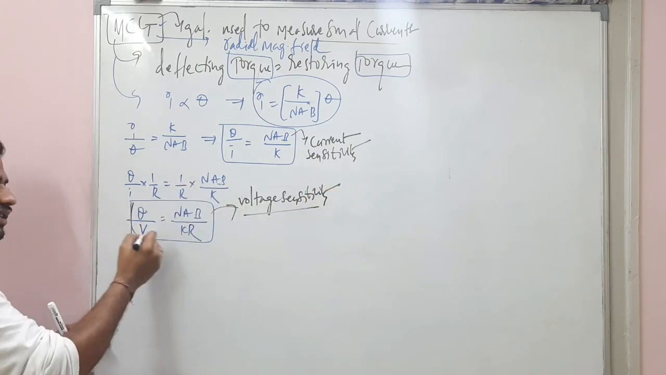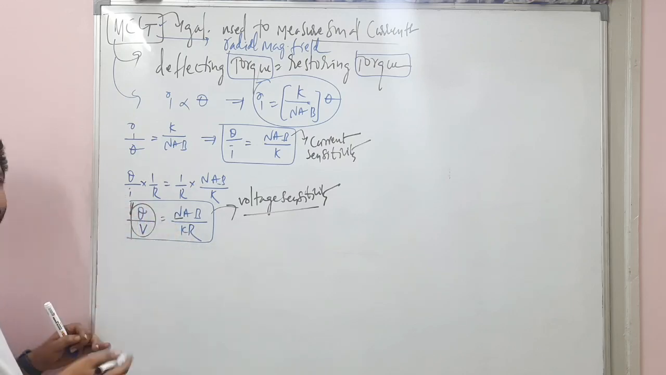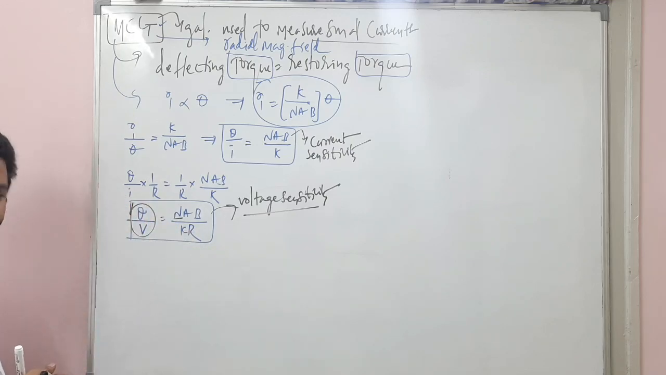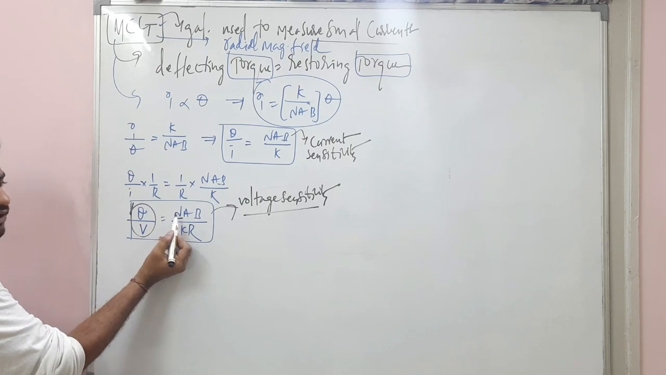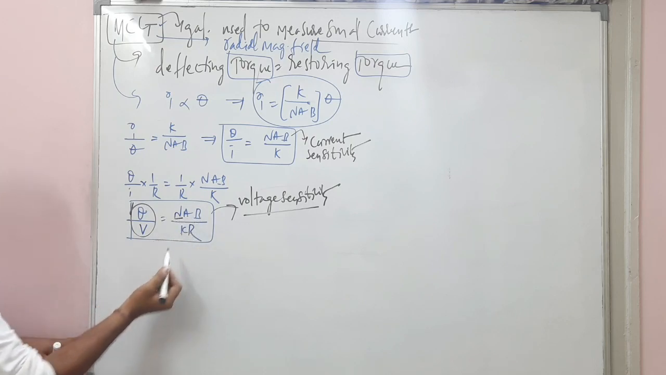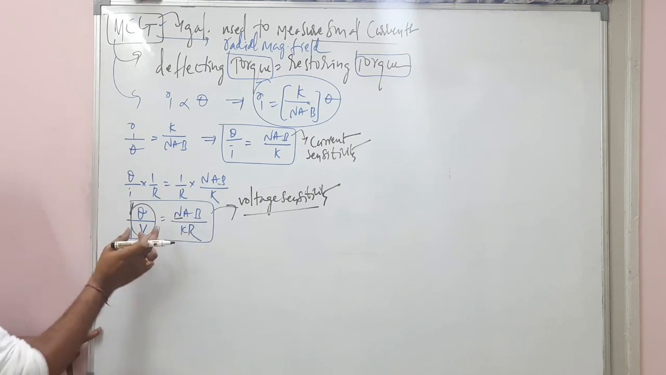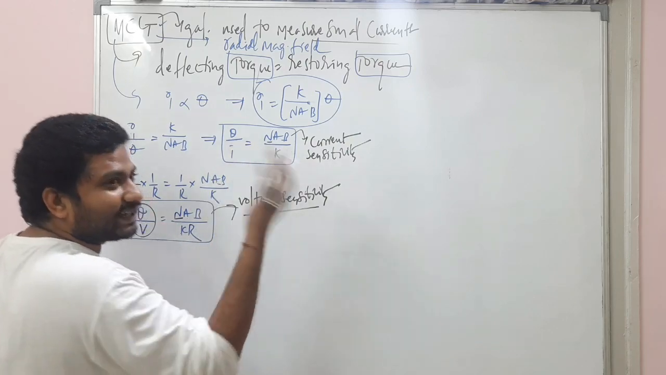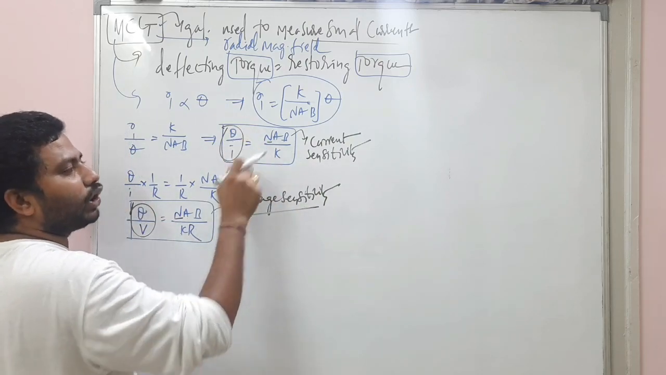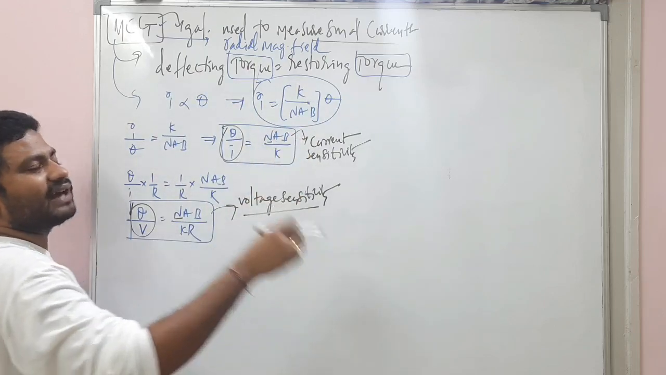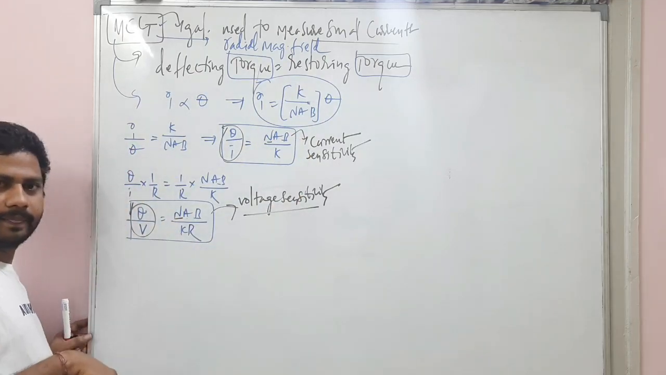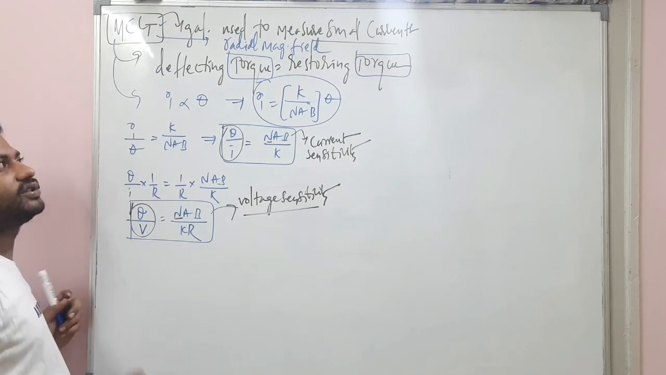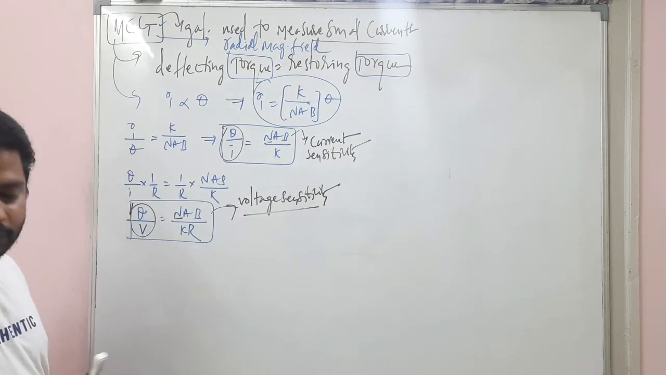How does the voltage sensitivity vary with the number of turns? Directly proportional, right? When the number of turns is increased by keeping all these constant, voltage sensitivity also increases. Similarly, when the number of turns increases, current sensitivity also increases when other quantities are constant. Right? This kind of question can be asked.